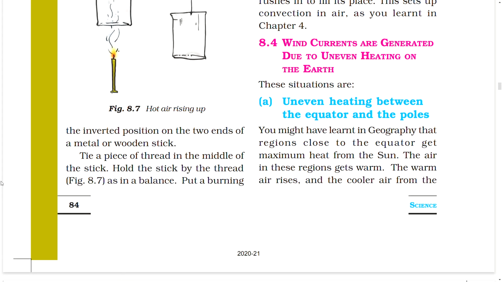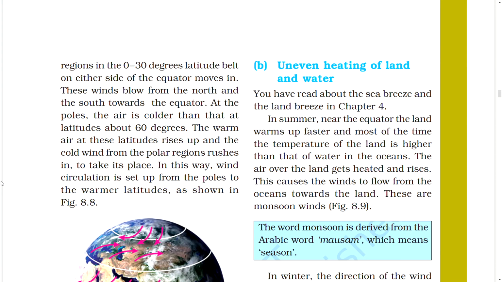8.4 Wind currents are generated due to uneven heating on the earth. These situations are A. Uneven heating between the equator and the poles. You might have learnt in geography that regions close to the equator get maximum heat from the sun. The air in this region gets warm. The warm air rises and the cooler air from the regions in the 0 to 30 degree latitude belt on either side of the equator moves in.